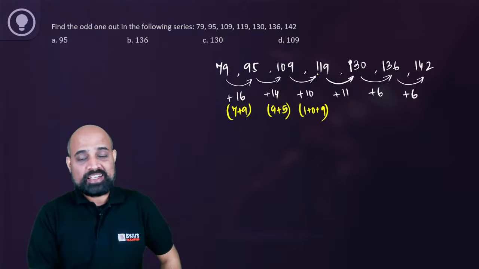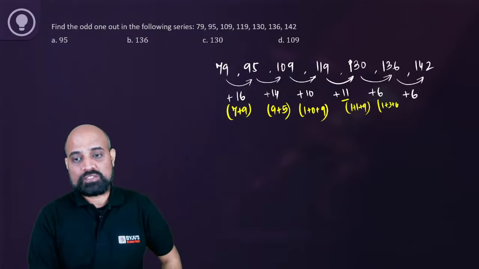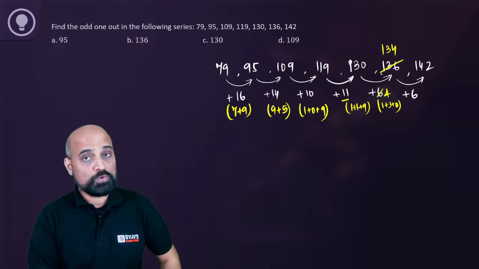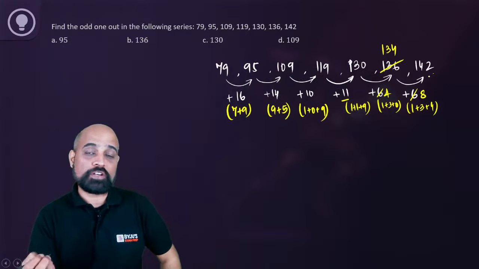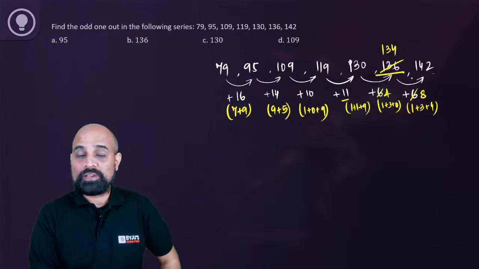So 119, this sum of the digits is 1 plus 9, which is 11, right? So 130 में the addition should have been 1 plus 3 plus 0, यानी कि 4 का addition होना चाहिए था. So that this should have been 134. And if this was 134, the next addition automatically will become 1 plus 3 plus 4, which is going to be 8. 134 plus 8 should have given us 142. So the problem lies in this number 136.